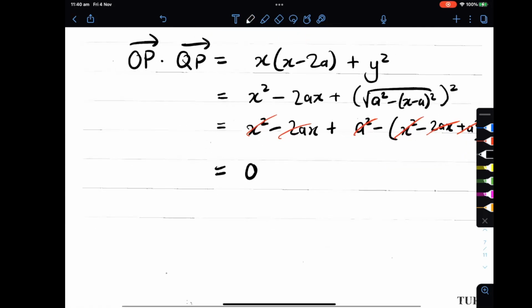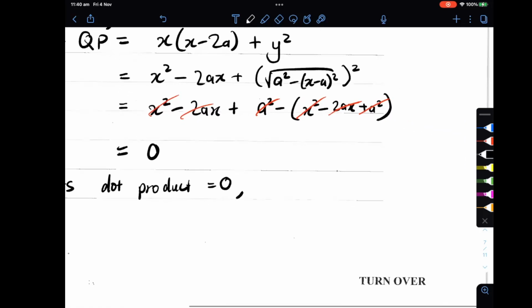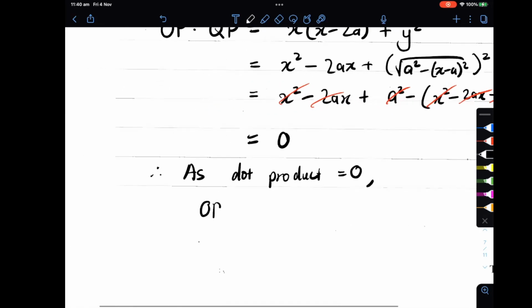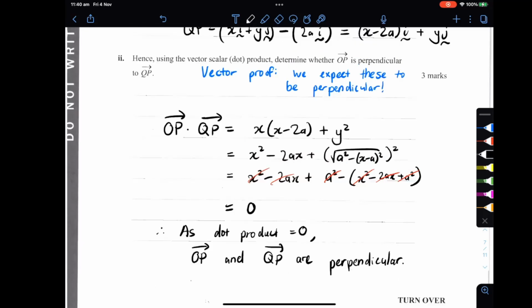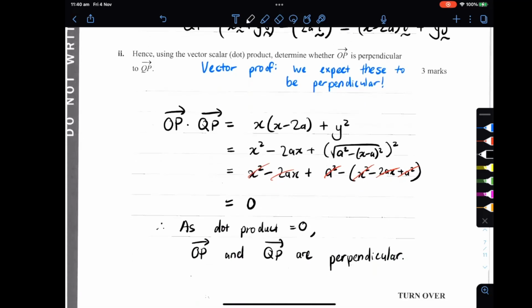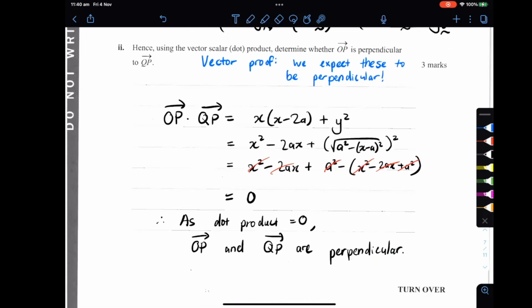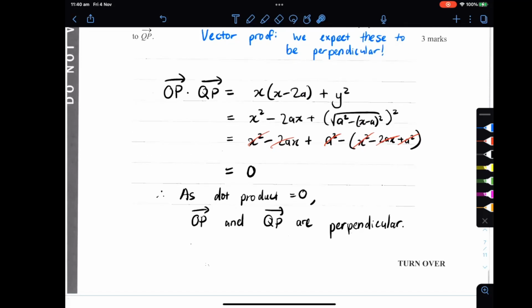So what does that mean? That means if the dot product is 0, we say that OP and QP are perpendicular. Okay, very interesting question, but ultimately very straightforward. So we actually expect these to be perpendicular. That's how you can kind of work on that question there. All right.